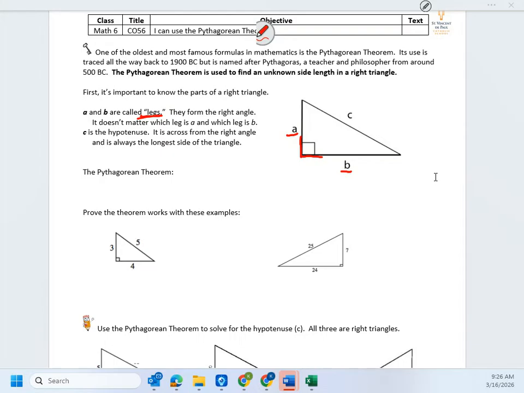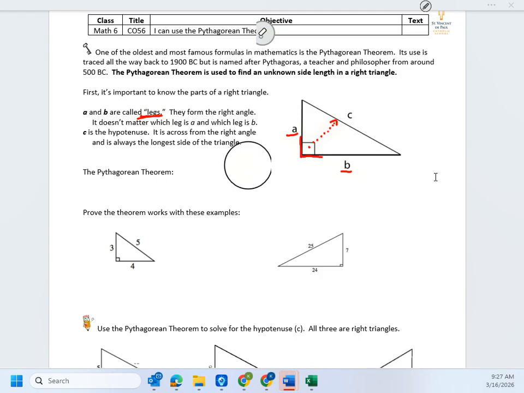It doesn't matter which leg is A and which is B. C is the hypotenuse. It is directly across from the right angle, and it's the longest side of the triangle. So this is super important. You need to know A and B are the legs.